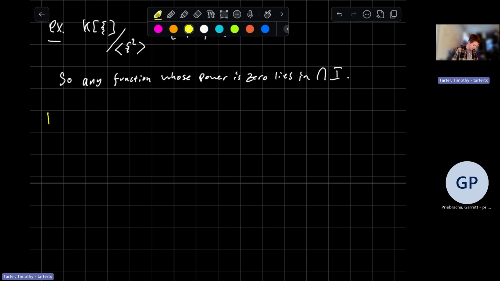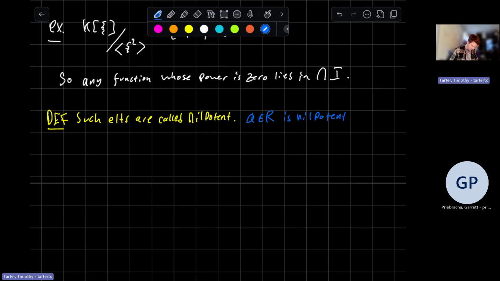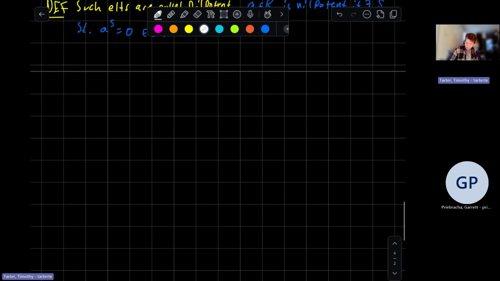So by definition, such elements are called nilpotent, i.e. an element a in R is nilpotent if there exists s such that a to the s is 0.